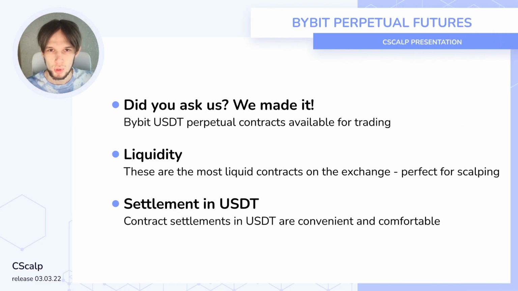We have added a connection to Bybit USDT Perpetual Futures. That was a long-standing request from CScalp users and we completed it. USDT Perpetual Futures are the most liquid contracts on the exchange and are well suited for scalping. Margin contracts are about loss or profit. All this is calculated in USDT, which is quite familiar and convenient for traders.